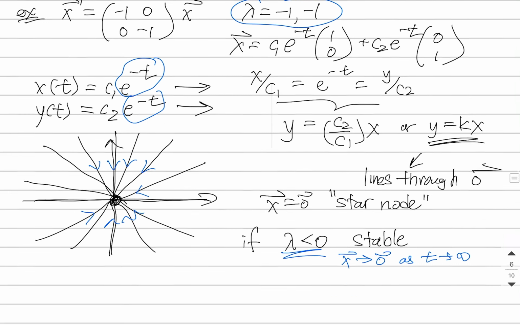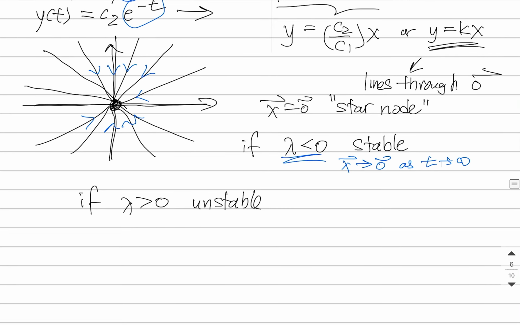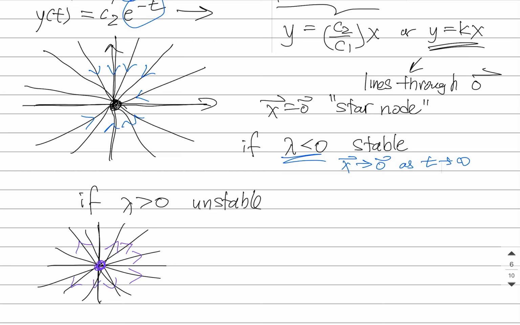But the opposite situation is, if lambda is positive, you'll get what's called an unstable node. Now, in an unstable node, all the trajectories leave the origin. So just as another quick little sketch, in this particular situation, all trajectories leave as time goes to infinity. All go off to infinity as t goes to infinity. So that would be an unstable star node.